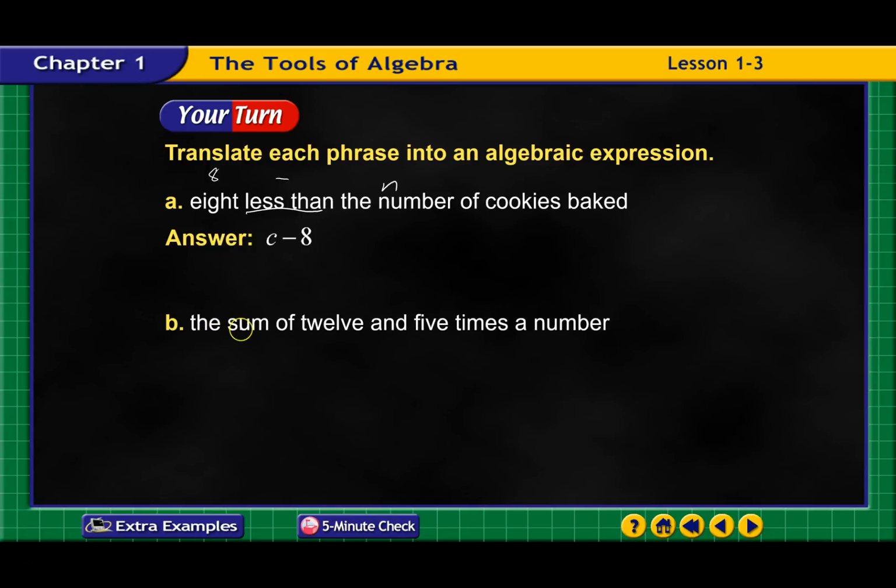All right, letter B. The sum of 12 and 5 times a number. So the sum means I'm going to add these together, 12 and 5 times a number. So a number, I'm just going to use n, 5 times a number. So I'm actually going to swap these around here. So I'm going to go 5 times a number plus 12. Oh, they left it the other way. That's fine too. You can do either direction there. So you could have just gone 12 plus 5n. Either one works. 12 plus 5n.